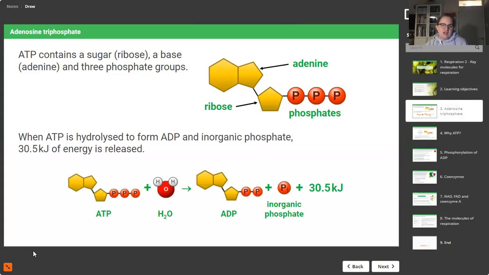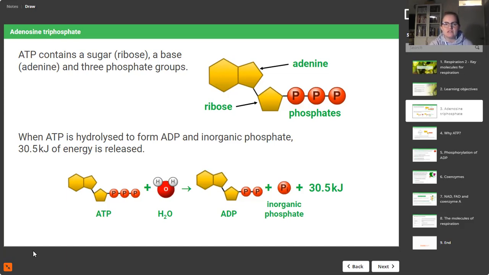So we've talked about hydrolyzing ATP a lot. When we add water to ATP, we can produce ADP and an inorganic phosphate. And this is basically what happens when we're releasing energy from ATP. So when we hydrolyze ATP, 30.5 kilojoules of energy is actually released. So we get quite a lot of energy being released per ATP molecule. That's quite an important bit of information to know.